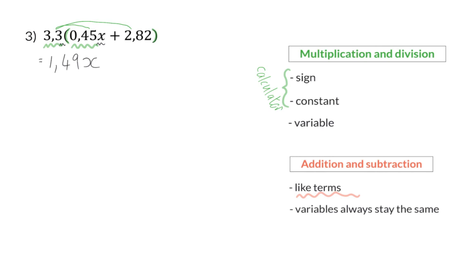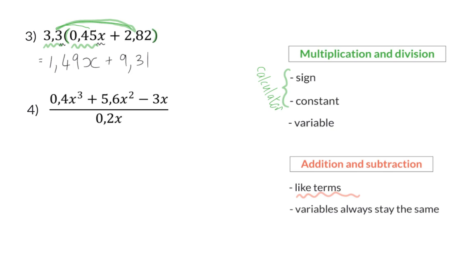Now I'm going to multiply the 3,3 with the 2,82. And again, rounding to 2 decimals, this will be 9,31. And here there are no x's being multiplied. This is my final answer because these two terms are not like terms.